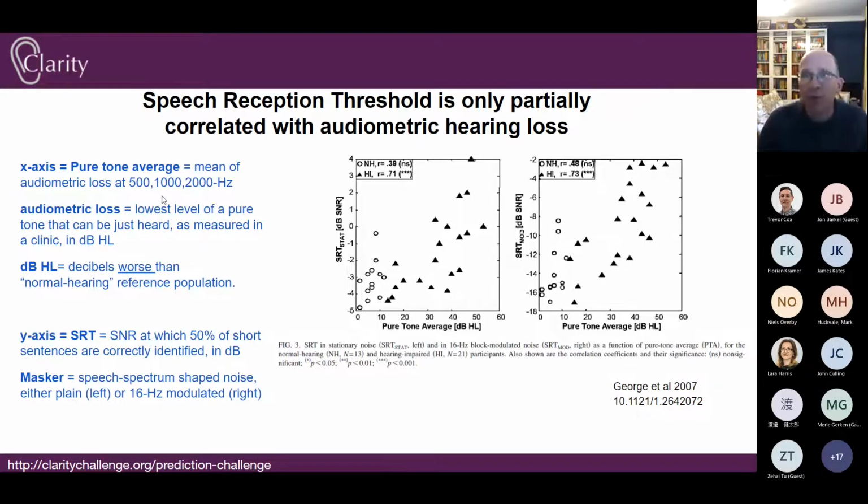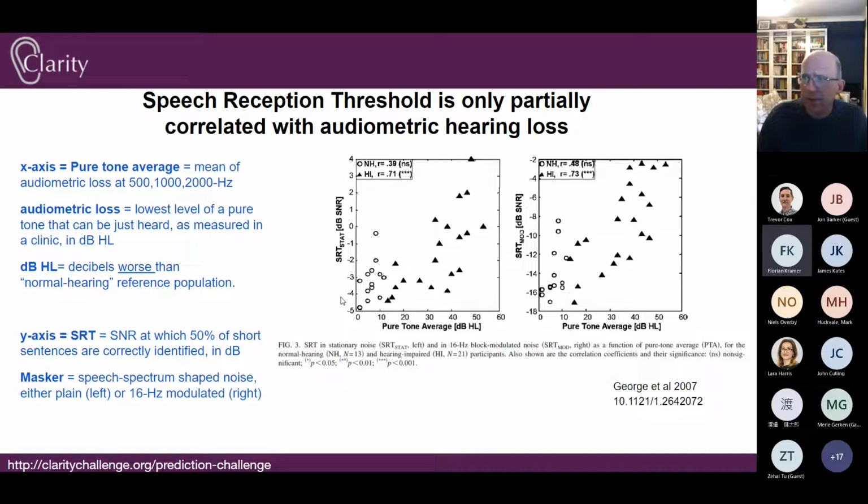Just to remind you, an audiometric loss is what you would get measured in an audiometry clinic. They put you in a booth and they measure the absolute lowest level of a pure tone that you can hear. It's in dB HL, that's dB hearing level. It's not dB SPL, it's dBs worse than what a young hearing reference population ought to give.